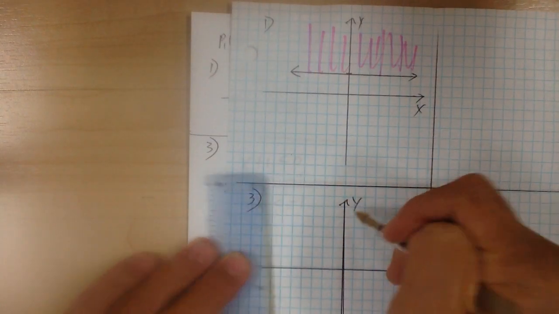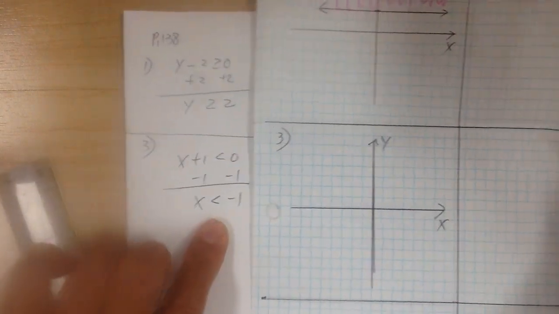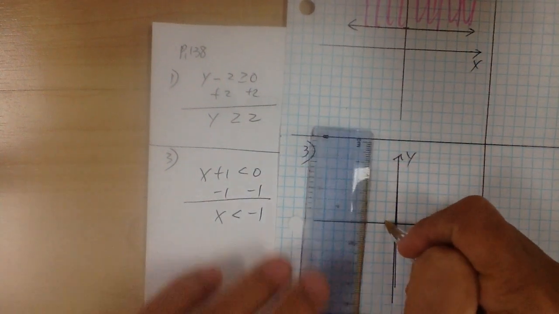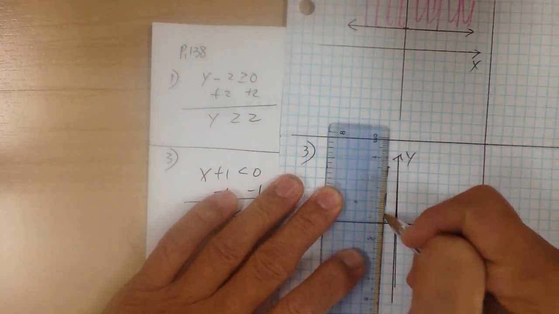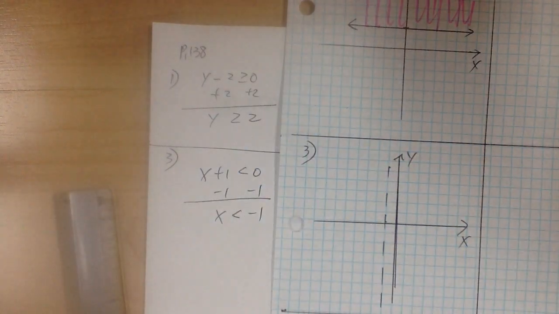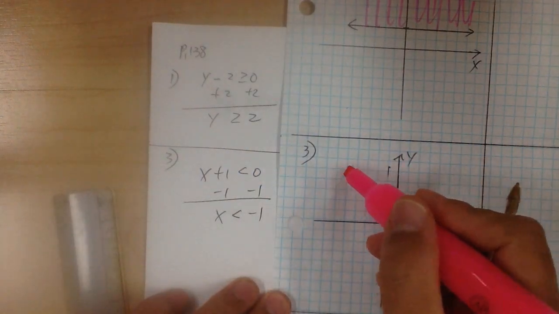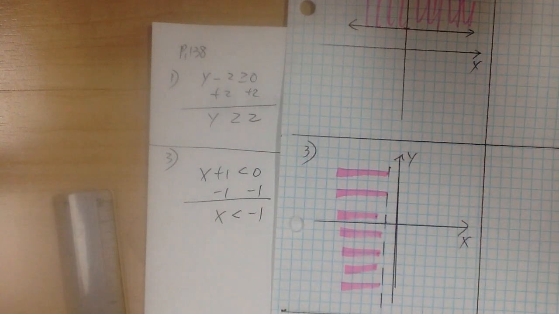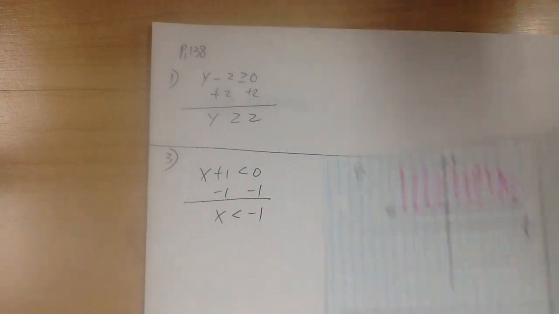that's your x, that's your y. So x is less than negative 1. So negative 1 is over here, and it's going to be a dashed line. And it's less than, so it's going to be right on here. So that would be your graph. Okay, number 5.